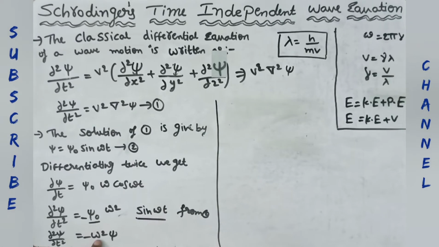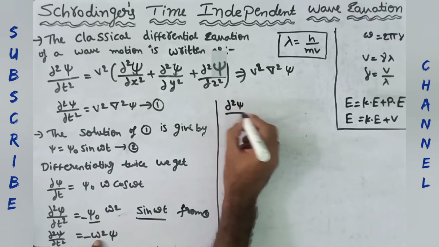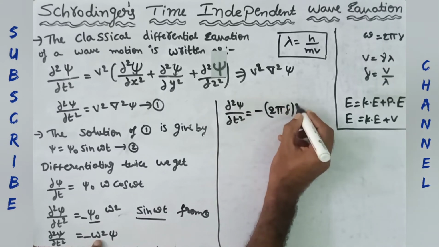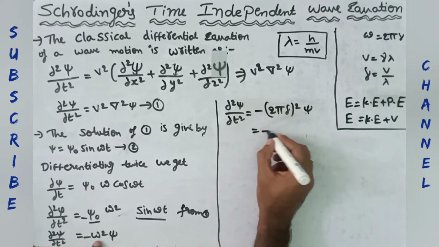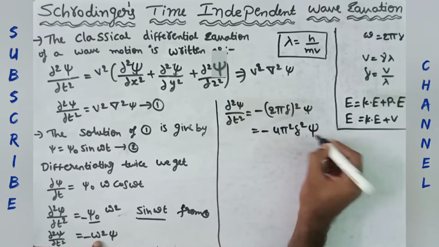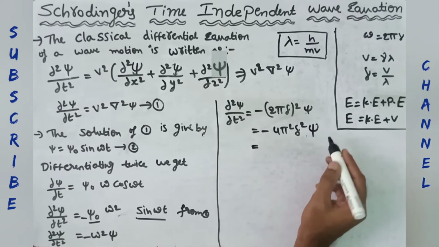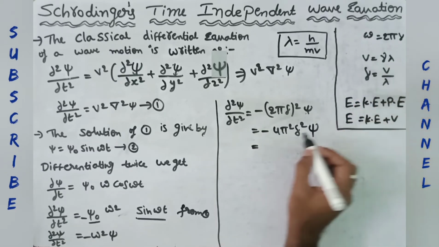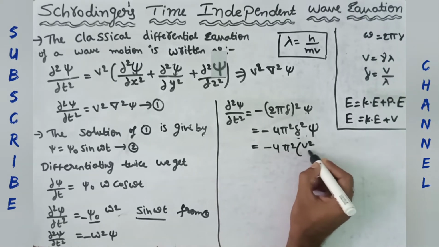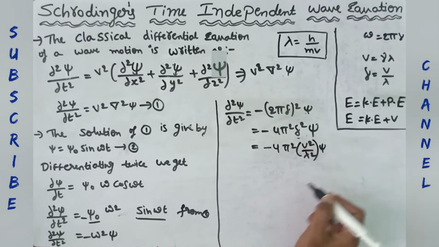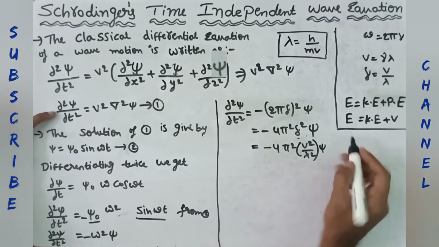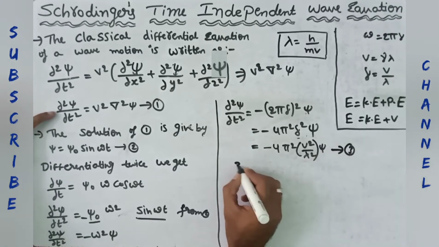Now we have to substitute omega here. Dou square psi by dou t square equals minus 2 pi frequency whole square into psi, equals minus 4 pi square frequency square psi. In place of frequency we substitute v by lambda here, giving minus 4 pi square v square by lambda square into psi. This is the value we are going to substitute here. We consider this value as equation number 3.